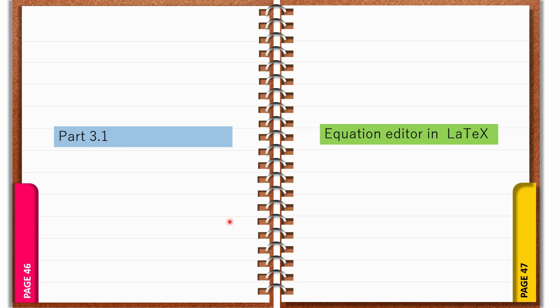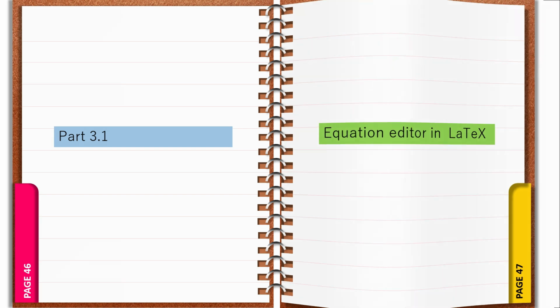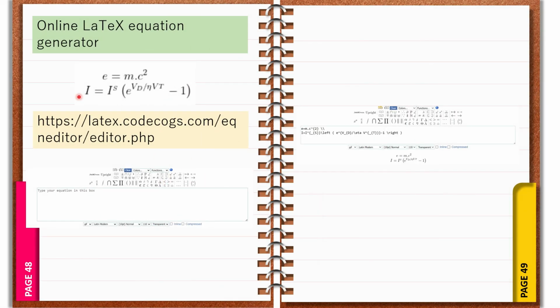It is very difficult to generate the equation in LaTeX directly. Therefore, I am presenting here to you the equation editor in LaTeX online. Let us try to generate these two equations using an online LaTeX equation generator. Go to Google, type online LaTeX equation generator, and you will get 3 or 4 equation generators. I have selected this codecogs.com. This is what the web page looks like.